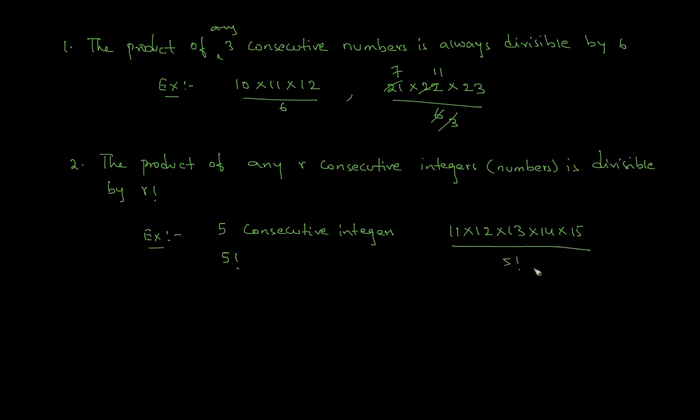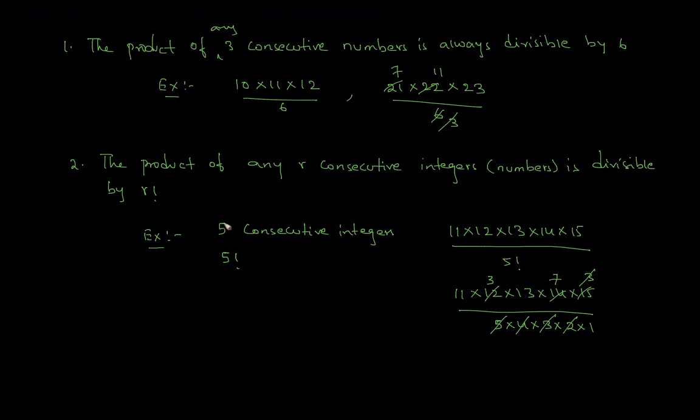What is the value of 5 factorial? The value of 5 factorial is 120. So we can write 11 into 12 into 13 into 14 into 15 divided by 5 into 4 into 3 into 2 into 1. 5 threes, then 3 threes deducted, 4 threes, then 2 sevens. It is completely divisible.